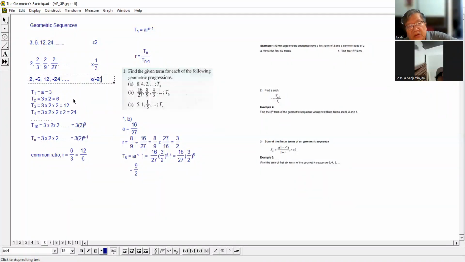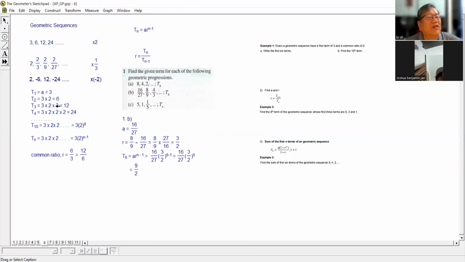But for this geometric sequence, you multiply with a negative number. First time you multiply, it becomes negative. Second time you multiply, it becomes positive. That's how it comes like that. Okay, so you remember there are three types of geometric sequence.